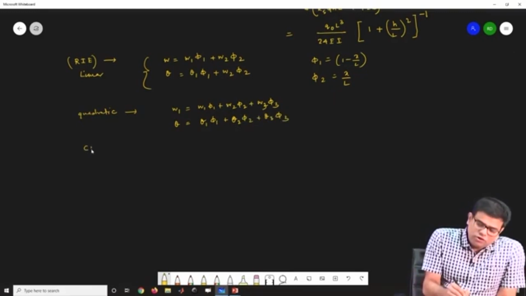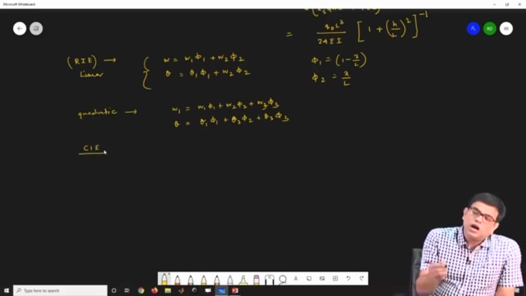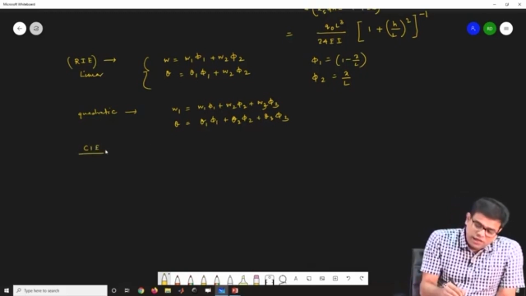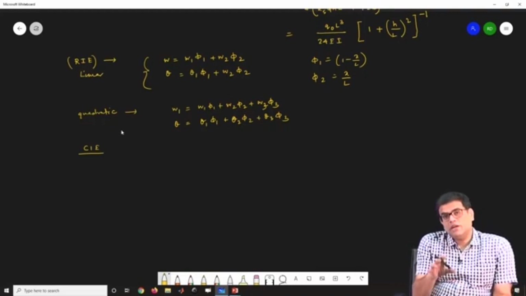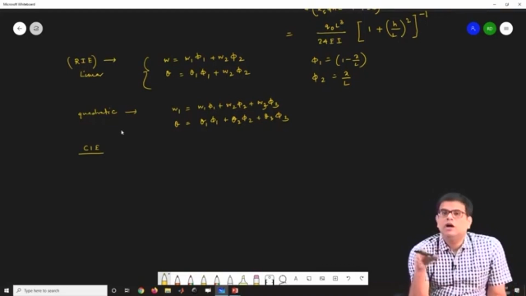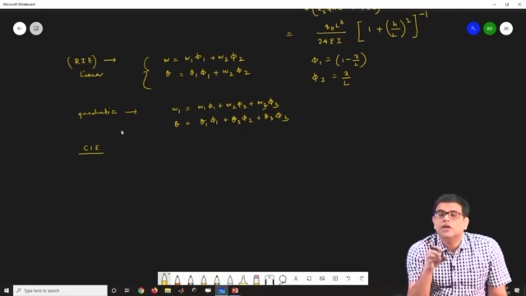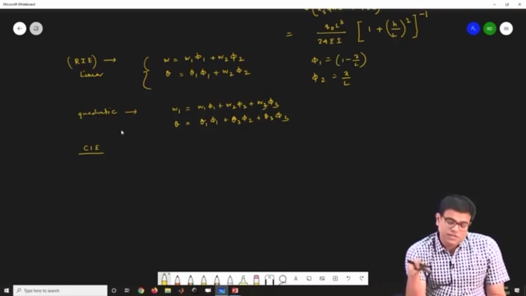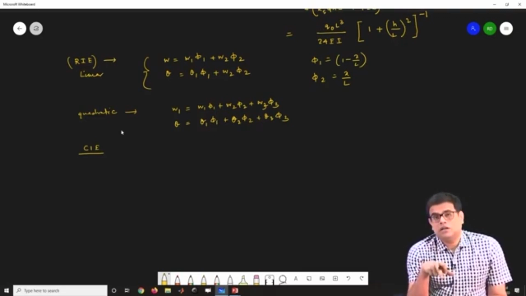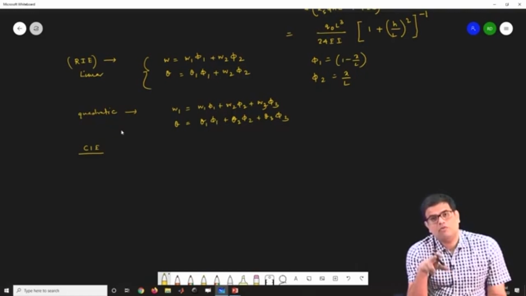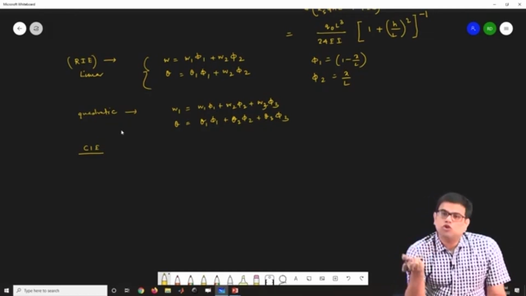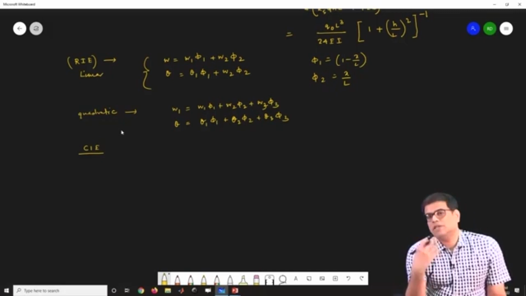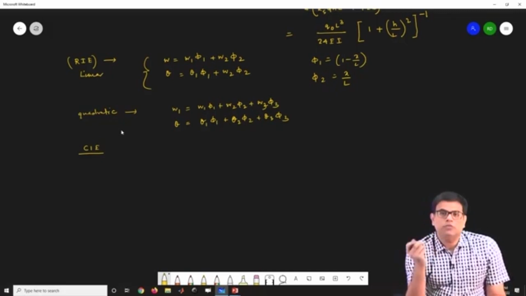Similarly, for CIE also we can use higher order. CIE is a kind of mixed element, because your slope you are interpolating with a linear polynomial, while for the displacement you are using a quadratic polynomial. We can do the same thing. For instance, for slope we can use quadratic, and for displacement we can use cubic.